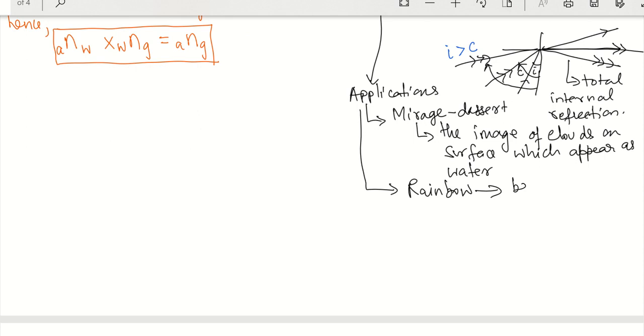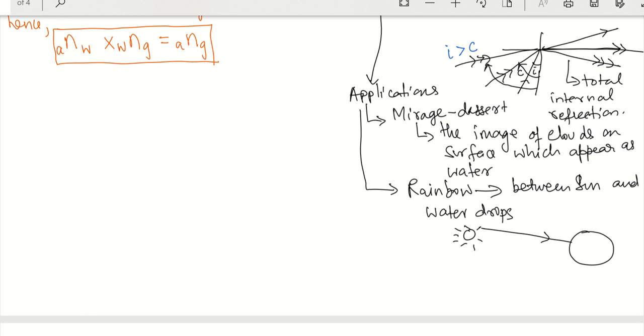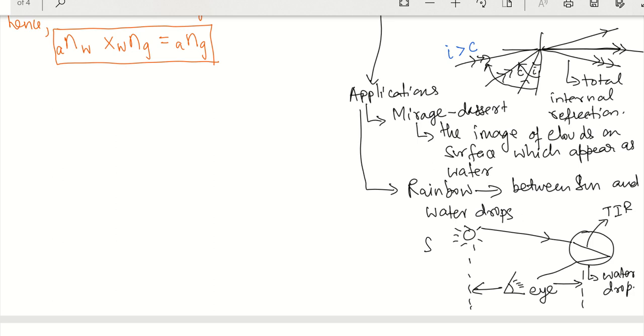So if we are between sun and water drops, then what happens is, if this is the sun and if this is the water droplet, then the light from the sun would enter here, would go inside, bend inside, and then would come out. So we watch from here. So total internal reflection happens inside the bubble. Okay, this is the water drop or bubble, water drop, let us call it. So if your position is between these two, so you are between the sun and the water drop, then you can see this. Okay, this is another application of that.